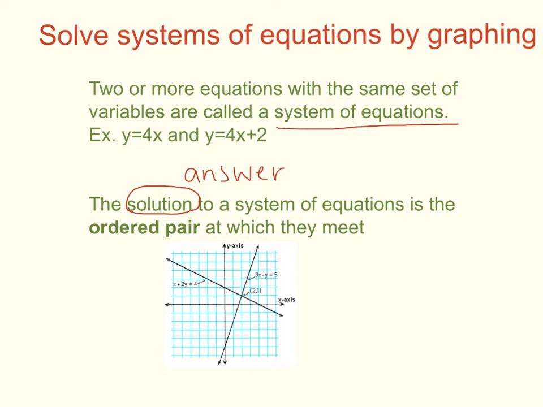So looking at this graph here, we have two lines. They meet right at this point. So my answer would be the ordered pair 2, 1, because that's where those two lines meet. And that's the point of intersection that simultaneously satisfies both equations. So wherever they meet, that's the answer.